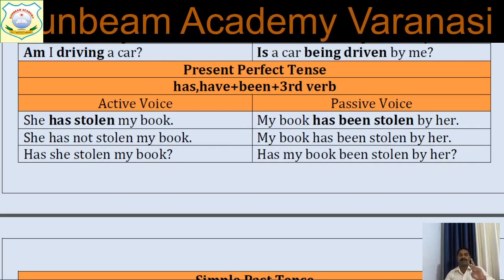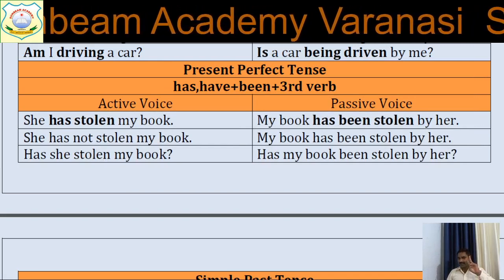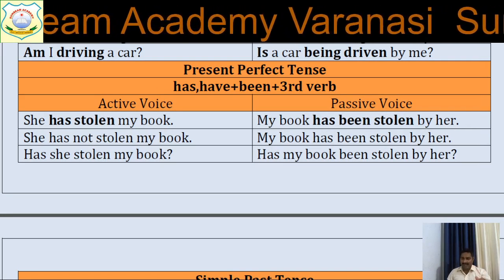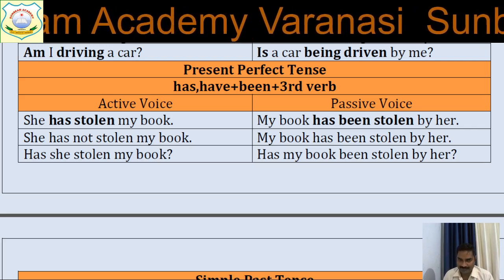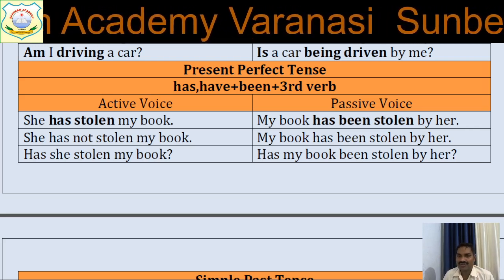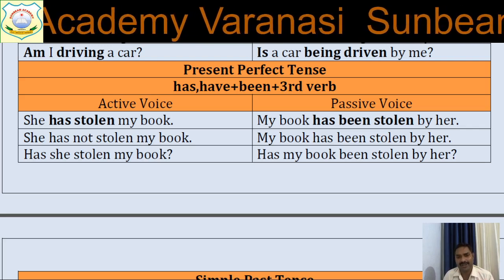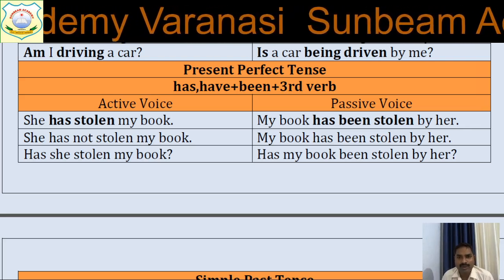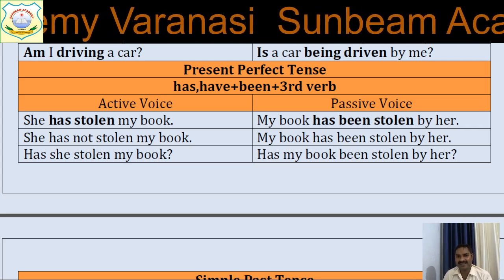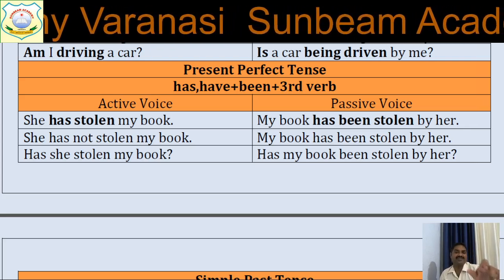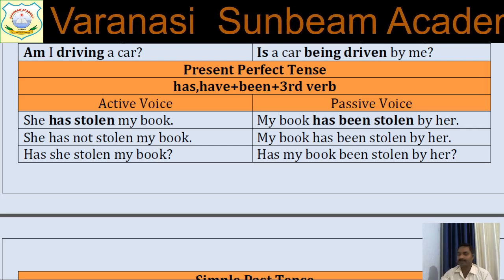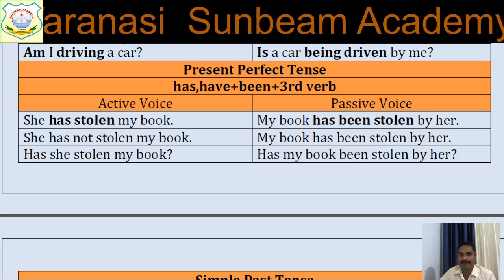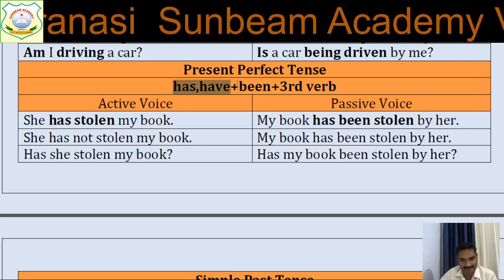Here in this class particularly, I am insisting on the learning of helping verbs, because here in passive voice you have learned that the third form of the verbs are used, and then you use being in continuous tense, you use been in perfect tense, but here the most important thing is the helping verb. So here in present perfect you use only two helping verbs, has and have.